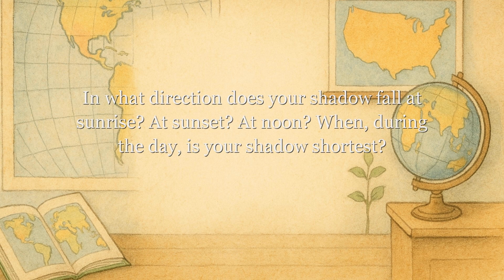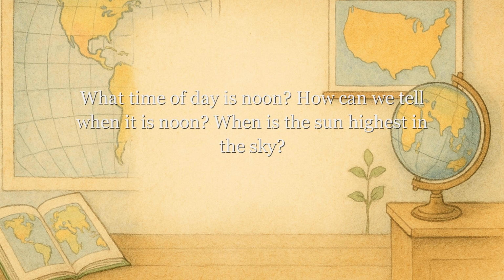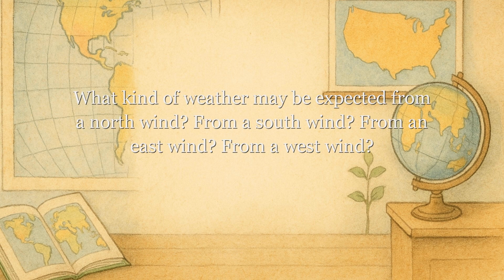At sunset? At noon? When, during the day, is your shadow shortest? In what direction does your shadow extend from yourself when it is shortest? What time of day is noon? How can we tell when it is noon? When is the sun highest in the sky? What may we discover by watching the direction of the smoke from the chimneys? What does a vane on a steeple tell us? What is a north wind, a south wind, an east wind, a west wind? What kind of weather may be expected from a north wind, from a south wind, from an east wind, from a west wind?